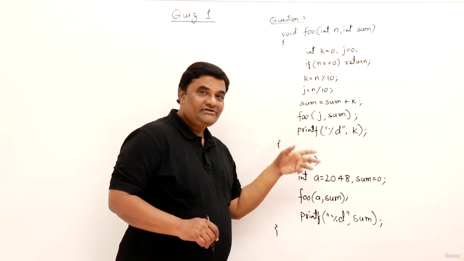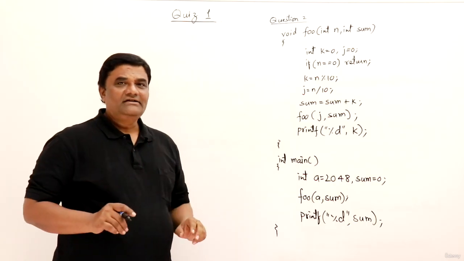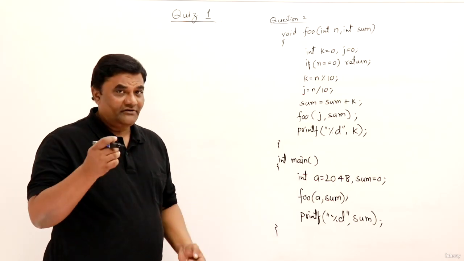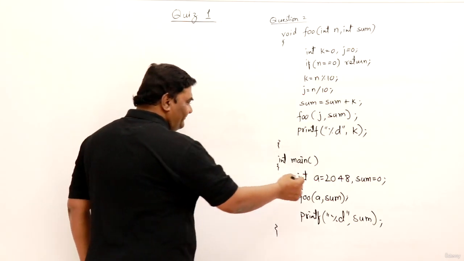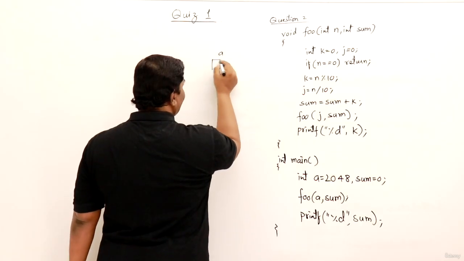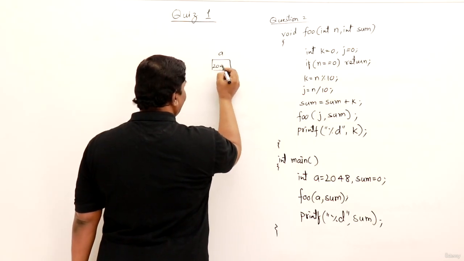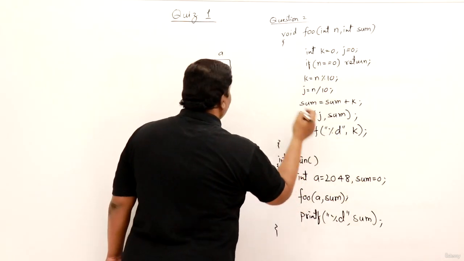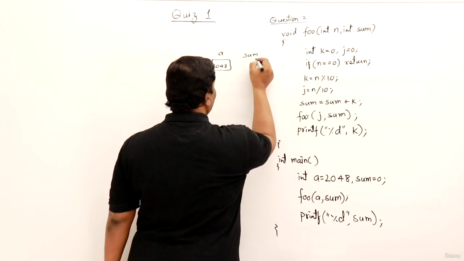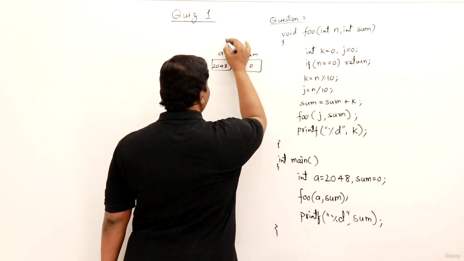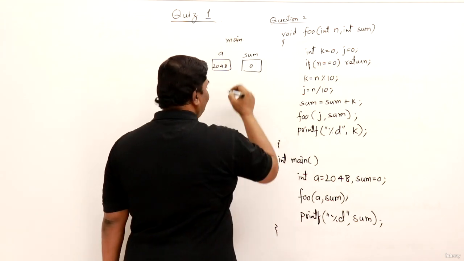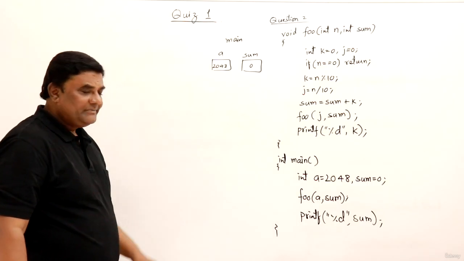So main function is calling foo. So let us look at the data members or the variables of main function. So what are the variables of main function? A, which is having value 2048. Then sum which is having value 0. And these belong to main. I'll write them here. This belongs to main.